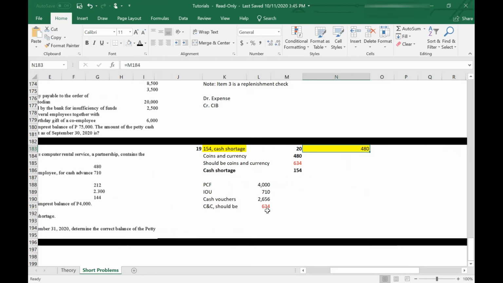You don't mind the 634 because this amount refers to the should be balance. Pero yung i-report naman mo talaga sa financial statement kung ano yung meron ka. Ano ba yung meron ka? Yun yung 480 na nakita mo dun sa fund.